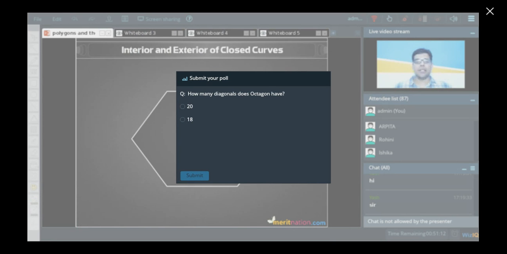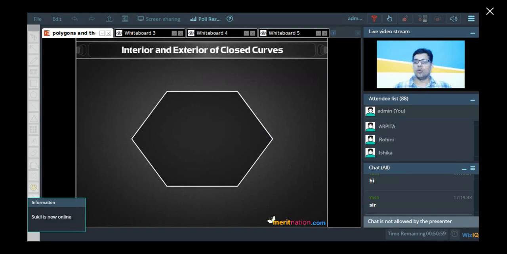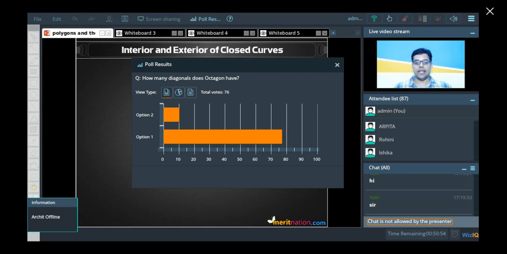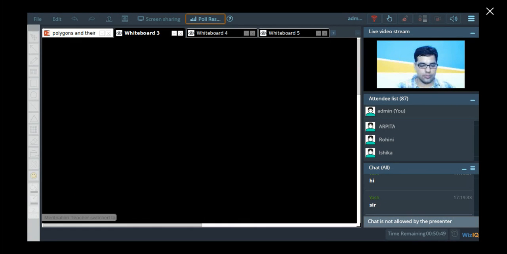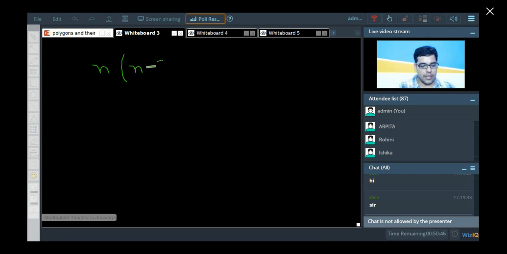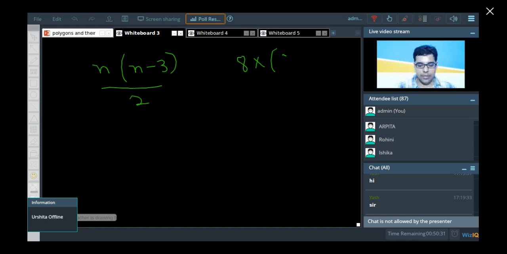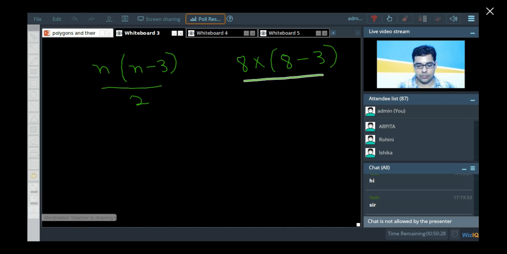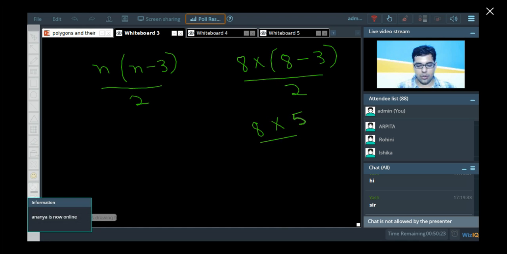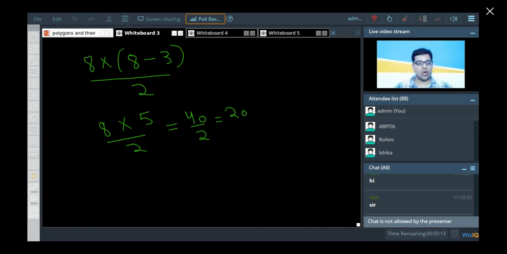I am now sharing the results also. So most of the votes are going with option number 1. That is 68% votes are going with option number 1 here. Option number 1 says 20, 2 says 18. Let's now check this. The formula is n multiplied by n minus 3 upon 2. Now octagon contains n equals 8. So it is 8 multiplied by 8 minus 3 upon 2. It will become 8 multiplied by 5 upon 2. That is coming as 40 upon 2. It will become 20. Therefore, correct answer is option 1. Right.